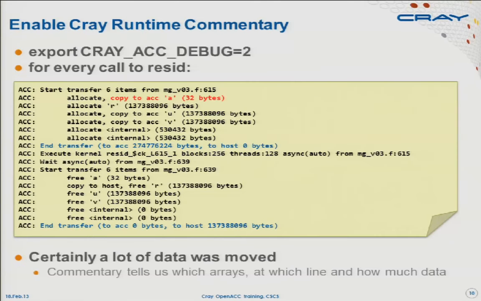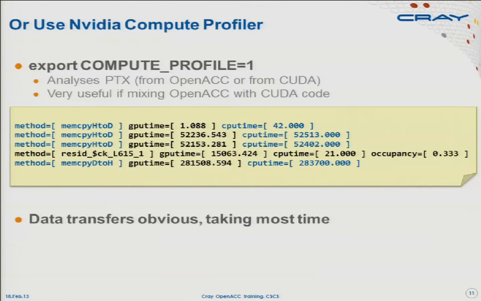It's data transfers. If you run it with runtime commentary, and you start looking every time I hit resid, I get all of this stuff. There's the resid kernel being launched. Before that, I've had some massive arrays being moved, and I've had some massive arrays coming back at the end. So I certainly know there's a lot of data. I know which arrays were responsible.